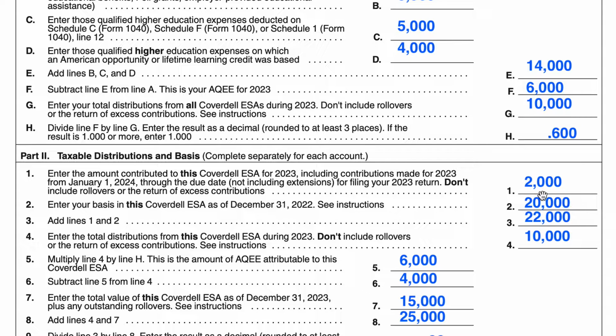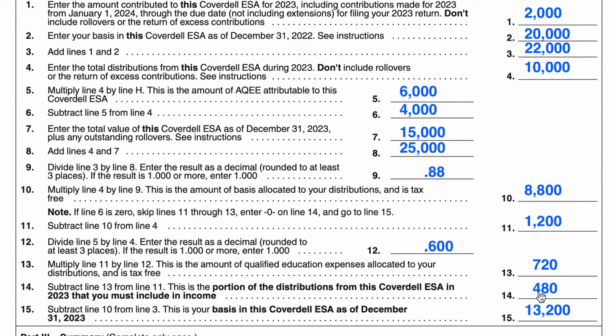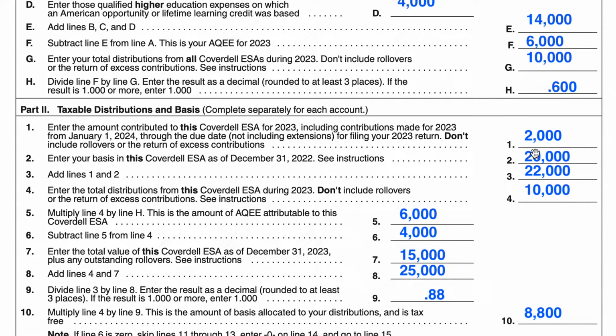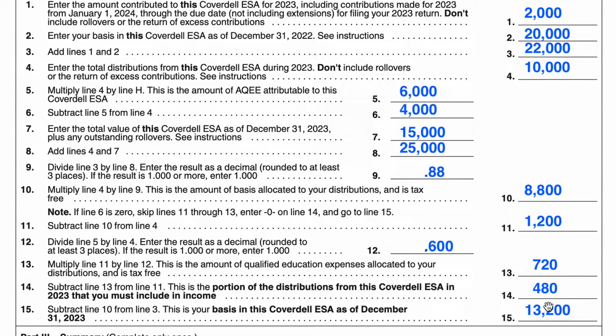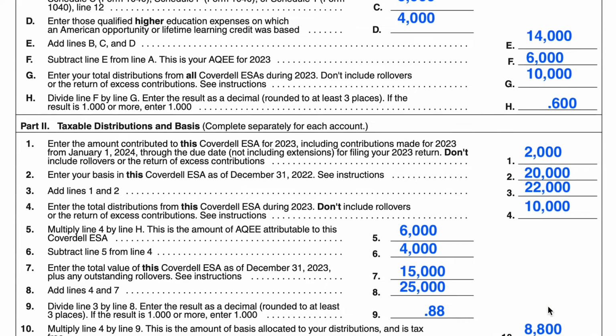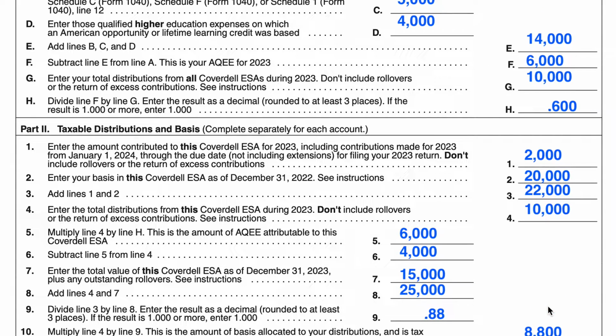Spoiler alert, this is going to become the basis for next year's Coverdell ESA. So when you arrive at this line 2 number, you're going to go back to the worksheet and pull this line 15 out. When you do complete these worksheets, you should keep track of them so that you know what to carry forward to the next tax year.